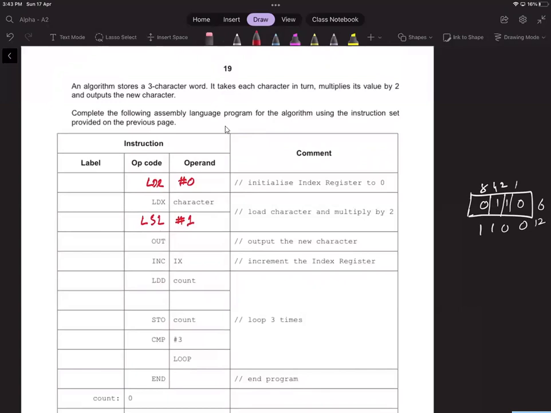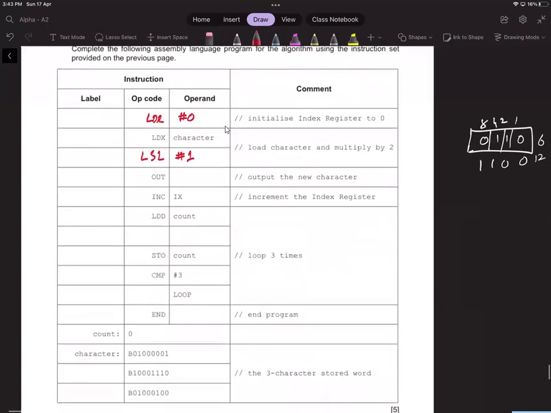Okay, so LDD count, increment. This will increase the accumulator. Stores back at count, compare 3. Jump if not equal to loop, and end. Okay, this is it. So basically there are 3 characters.